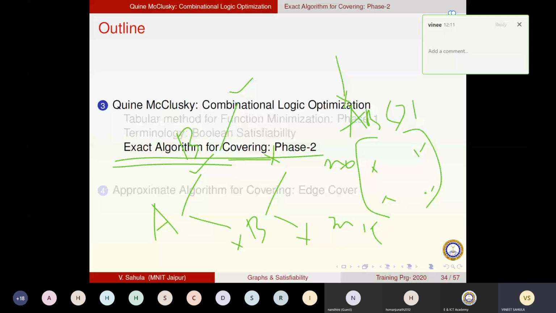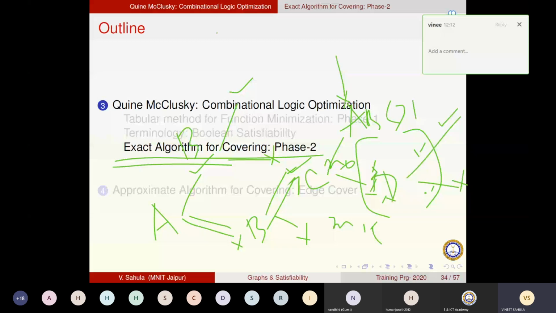Whether I choose A, I will go here, or not choose A. Then I have to take a decision on B, whether to choose B or not. If I choose B, I have to take a decision on C, choose it or not. If I do not choose C, I have to take a decision on D, choose it or not choose it. So this will be a binary tree.